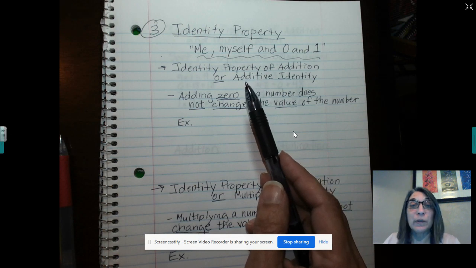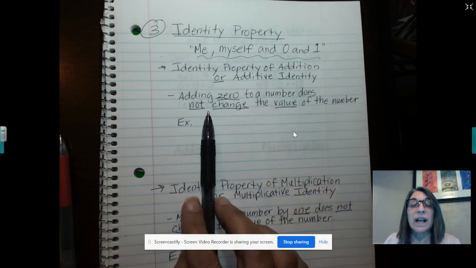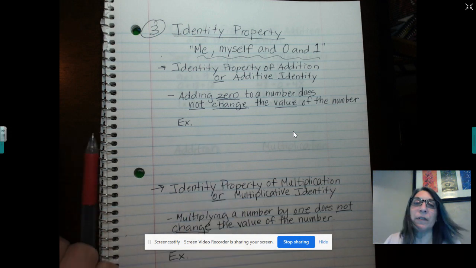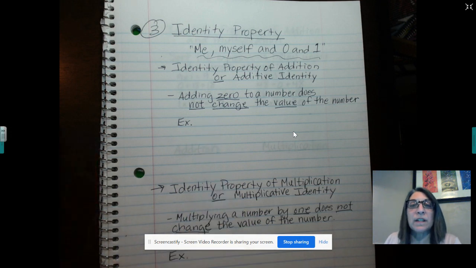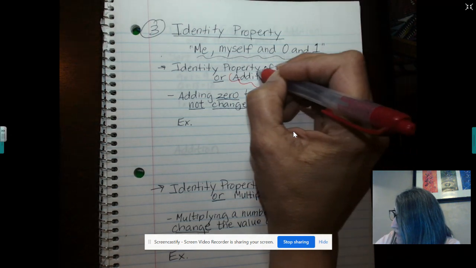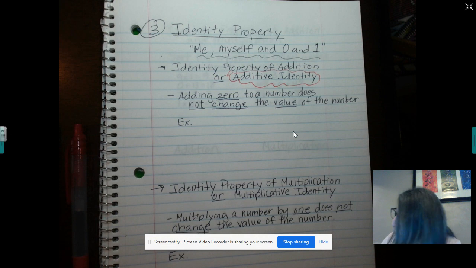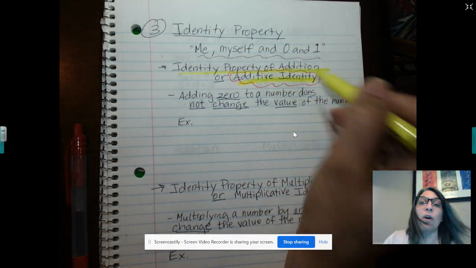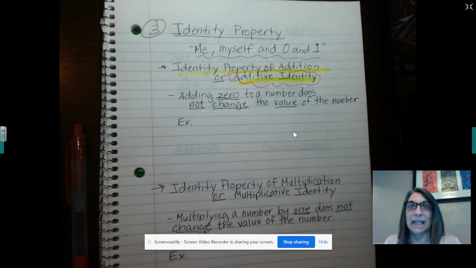So how are they included? Well, the first thing is the identity property of addition. Now, this is really important here. I'm going to use a couple of different colors. The identity property of addition is also called the additive identity. You need to make sure that you know that. That phrase, that vocabulary, will come up in practice and quizzes, and next year and the year after: the additive identity.